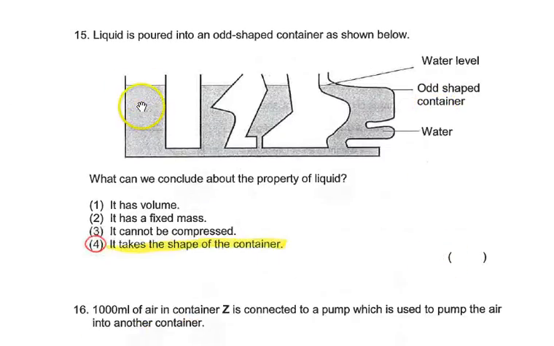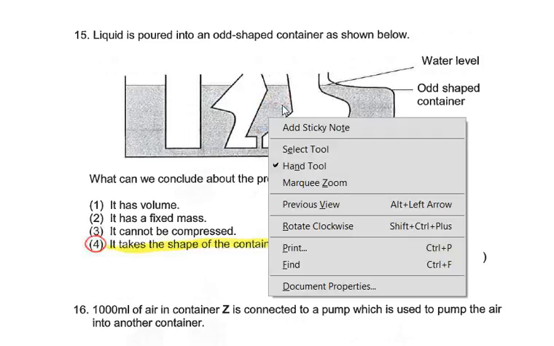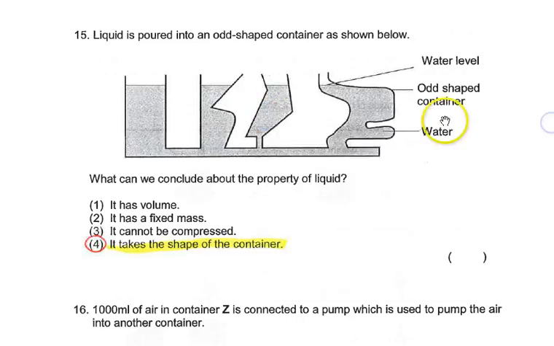Okay, look at this very carefully. The water in a common container, this container is sort of coming out with different shapes. Can you see? The water level here is the same throughout. These are the odd shaped containers. Can you see the water taking the shape of the container? What can we conclude about the property of liquid? It takes the shape of the container. Straightforward.